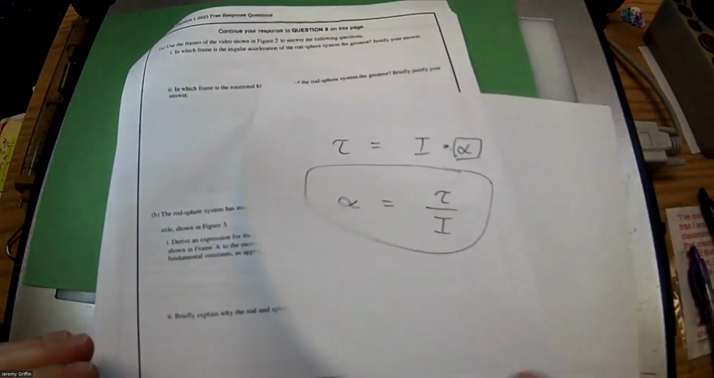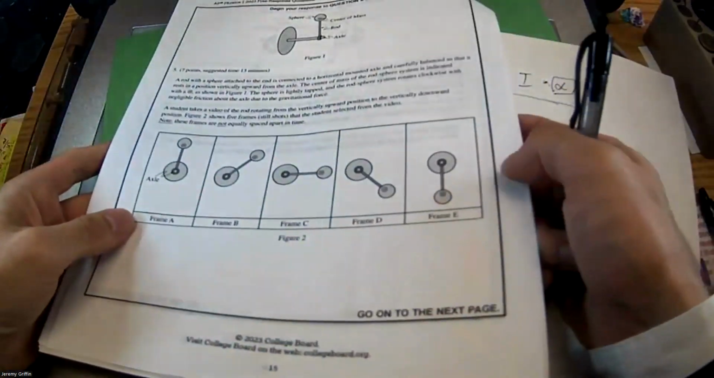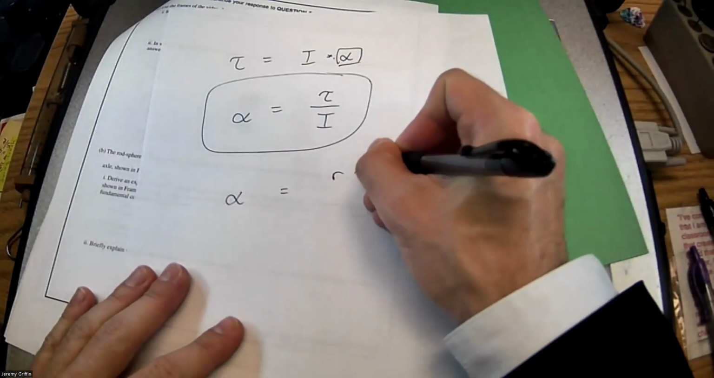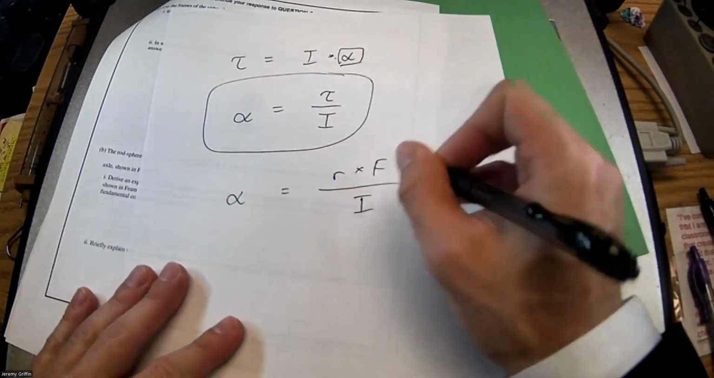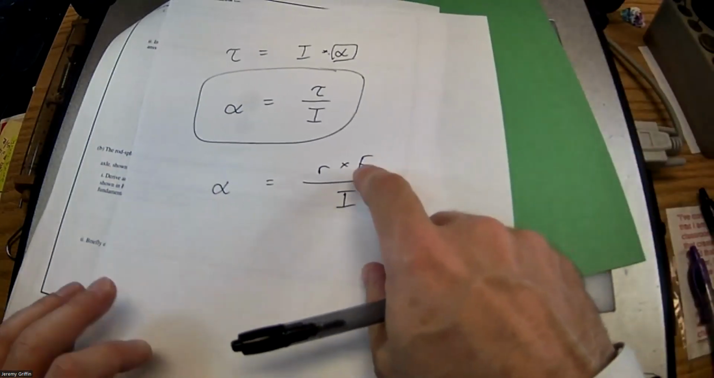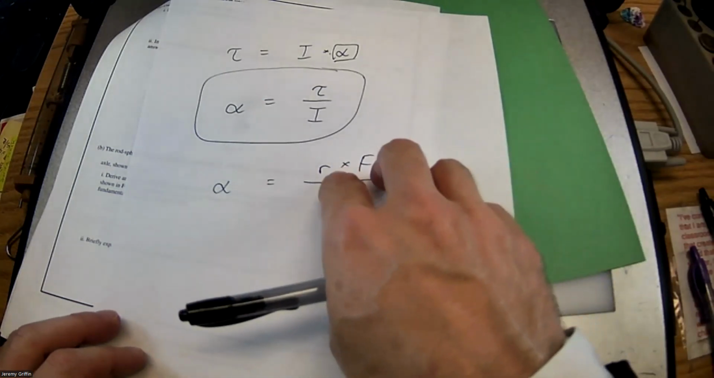I is just how the mass is distributed. That's the same for all 5 frames. I is the same for all 5 frames, right? But torque is R cross F, and F is provided by, well, something to do with the weight, right? Now, this is a cross product, so I only care about the perpendicular components.